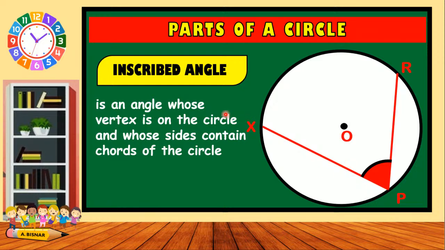Ngayon naman, kapag inscribed angle, the angle whose vertex is on the circle. Ibig sabihin, yung vertex niya nasa circle pa rin, pero hindi sa center. So that's the difference between central angle and inscribed angle. Nagets po?